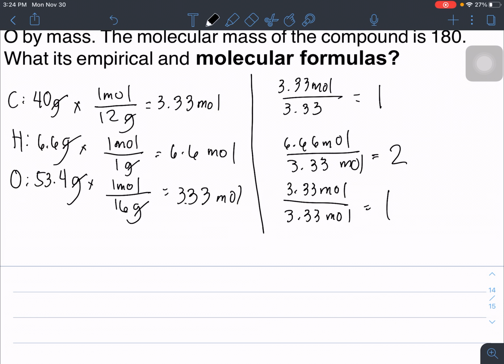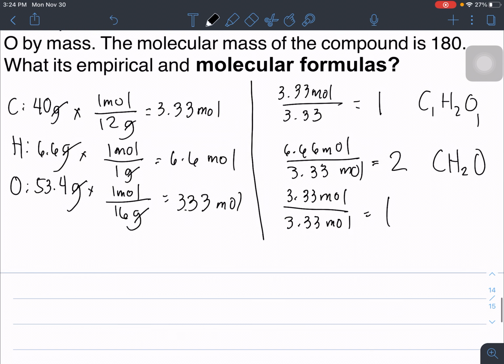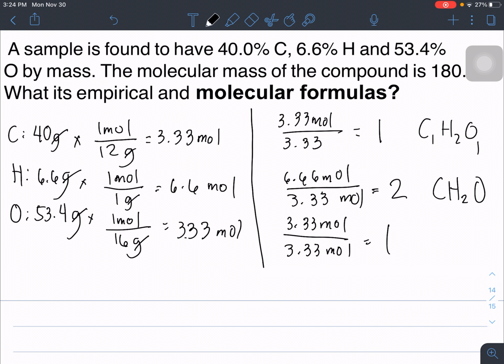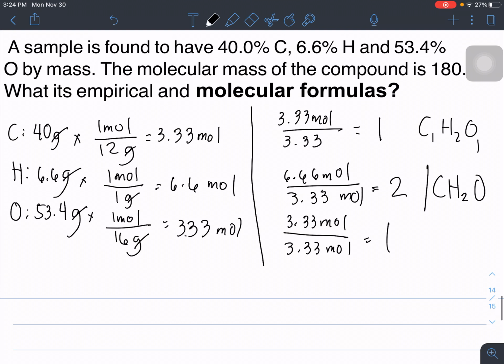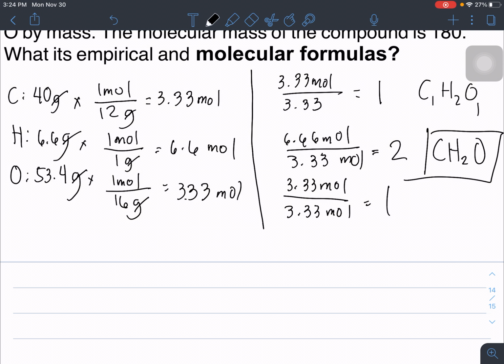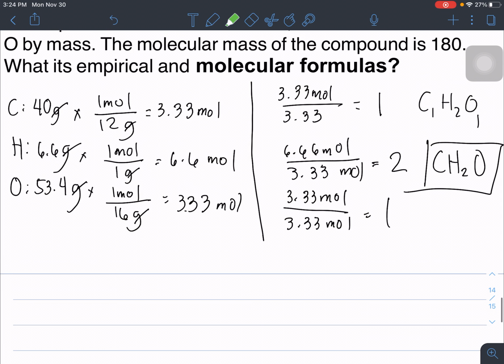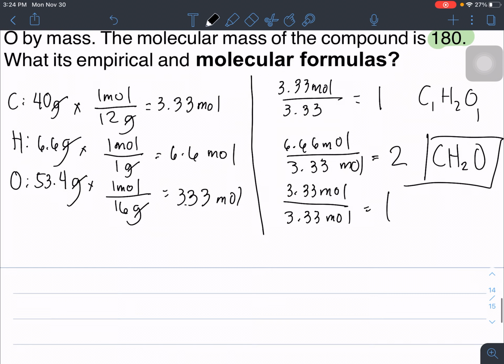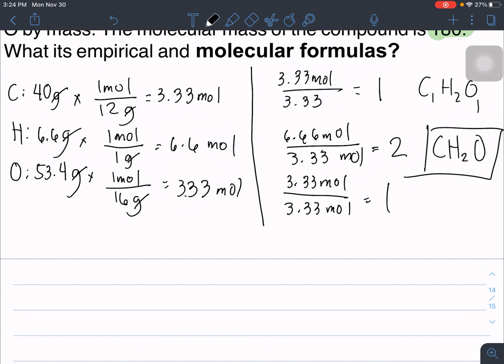Hence our empirical formula will be C1H2O1 or CH2O, a carbohydrate. Okay, so next is we could arrive at the molecular formula. Molecular formula could be generated by dividing the molecular mass with the empirical mass. Okay, molecular mass is given as 180. So let's find out the empirical mass. So the empirical formula is CH2O.